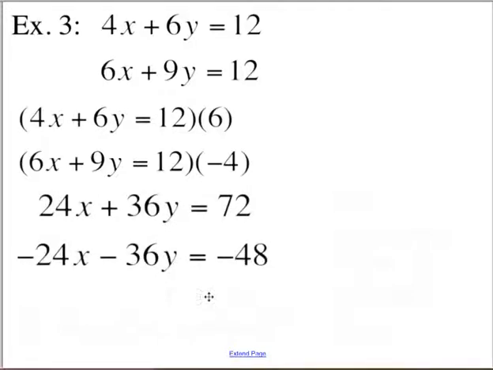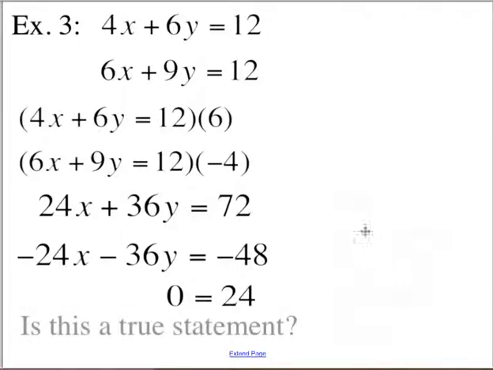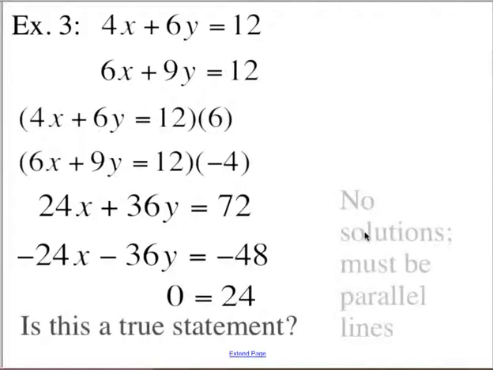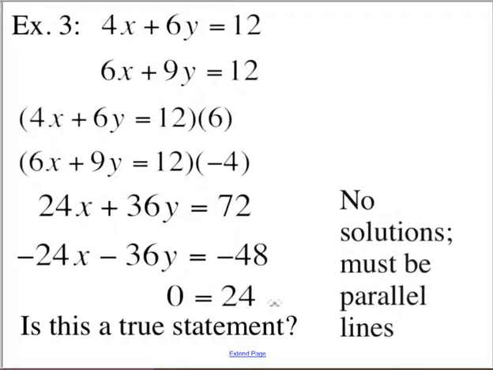When I add these together, I get 0 equals 24. So what you want to look at is, is this a true statement? Well, no, 0 doesn't equal 24. And since that is not a true statement, that must mean that there are no solutions, and that means these two lines are parallel. So you always want to pay attention to whether the statement is a true one. 0 equals 24, or do you get 5 equals 5, or 5 equals 7? So in this case, I got 0 equals 24, which is not true, which means there are no solutions.